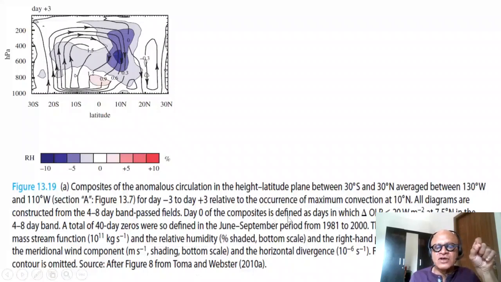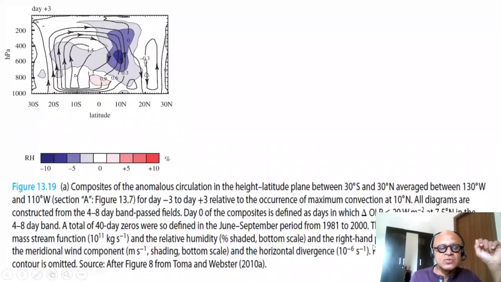Day 0 of the composite is defined as days in which delta OLR is less than -20 watts per meter squared at 7.5 north in the 4 to 8 day band. A total of 40 day zeros were defined in June to September. So that's how many 4 to 8 day cycles you had during 1981 to 2000. So taking all the years from June to September, that's how many events you got.